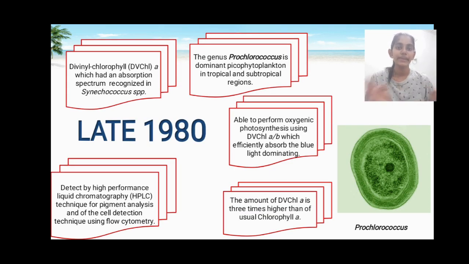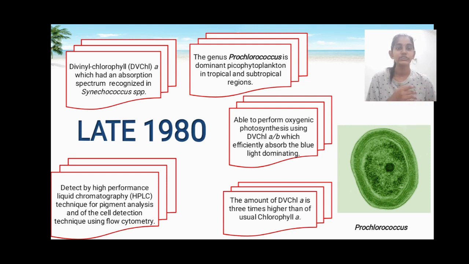At the late 1980s, chlorophyll a, with its absorption spectrum, was recognized in Synechococcus. This detection was produced by the high-performance liquid chromatography, HPLC, technique for pigment analysis and by the cell detection technique using flow cytometry. Other than that, they also found the genus Prochlorococcus.